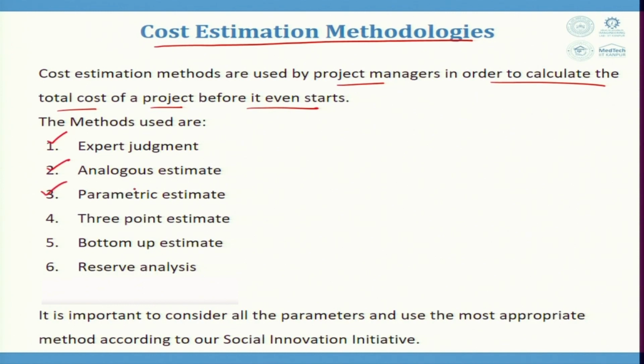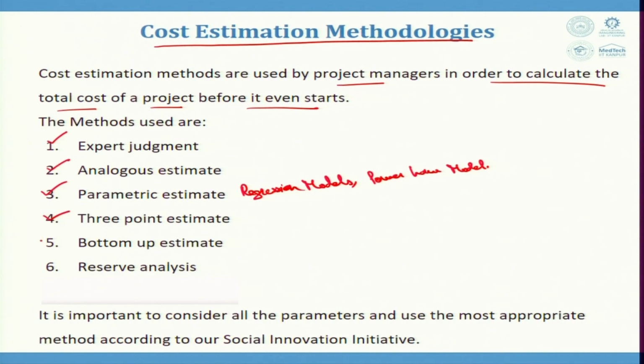Then you have parametric estimate. Parametric estimate means it is a statistical estimate in which regression models are used. Then we have the power law model. The 3-point estimate is also one of the methods in which 3 major points are taken, or we call it best case estimate, worst case estimate and most likely estimate.